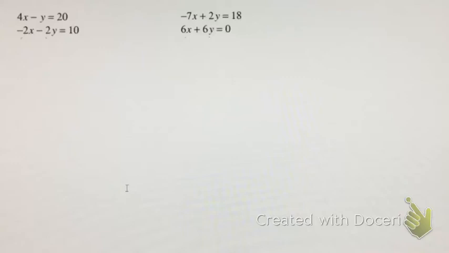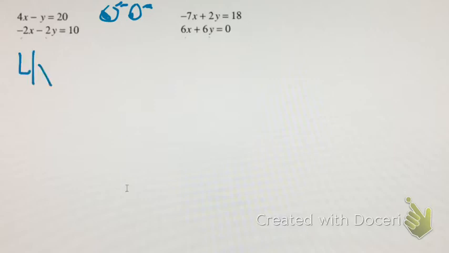Next up, a little more systems. Let's do a couple more of these and then we'll call it a day on systems and move on to the next topic. This one, not too bad on the left here. I'm going to multiply the bottom equation by 2.